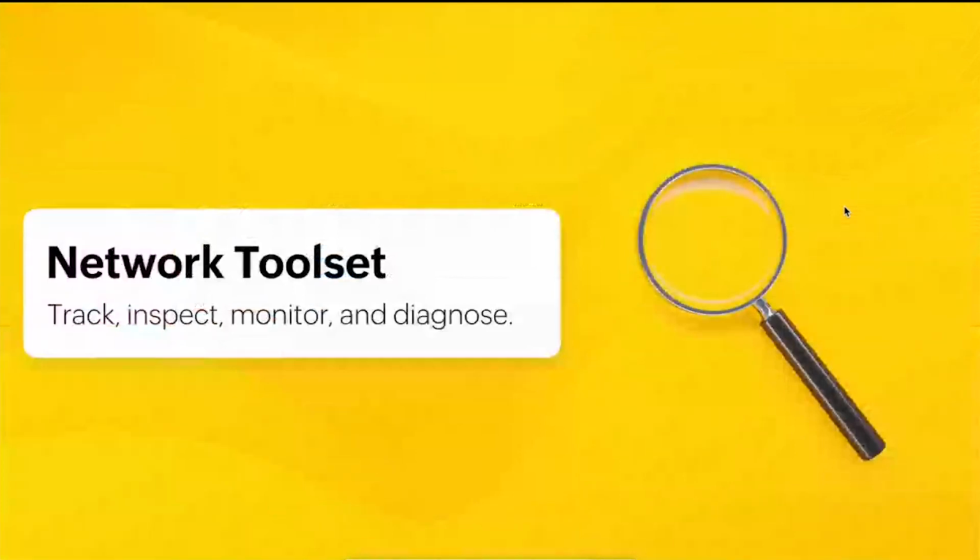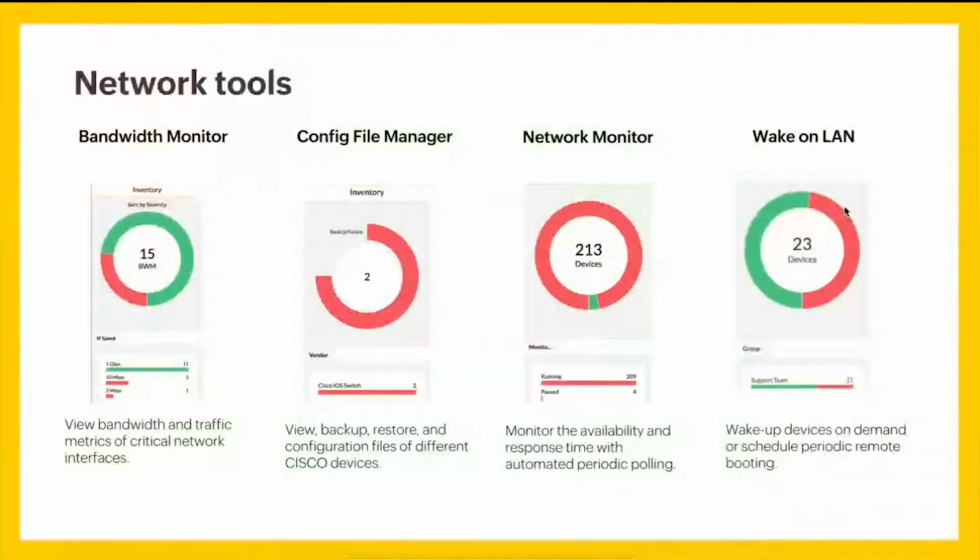OpUtils comes loaded with more than 30 networking tools that help you simplify your day-to-day network tasks. So tools like Bandwidth Monitor help you keep an eye on the network traffic. It gives you graphical visualizations of the in-out traffic of critical devices that you would have added to the Bandwidth Monitor tool. We also have the config file manager. Right now, this tool is supported for Cisco device configuration files. You can use this tool to view, differentiate, and take backups of the different startup and running configurations in your Cisco devices.